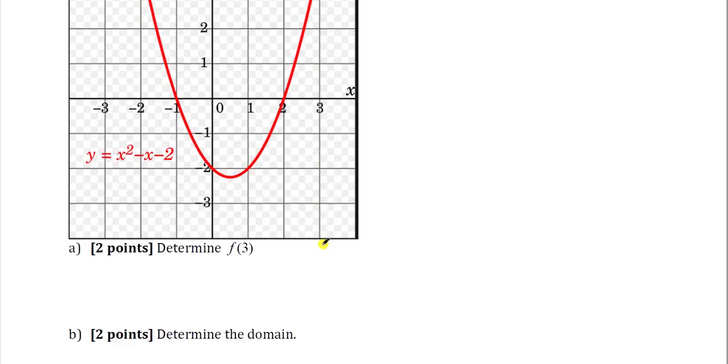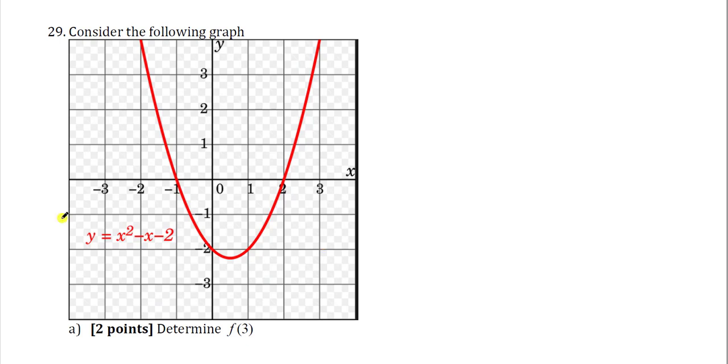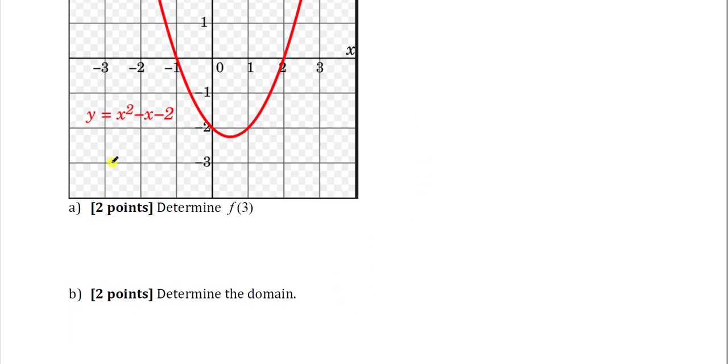Consider the following graph. Determine f of 3. So f of 3, that means I ask you for the y value when x is 3. The y function is right here. So y when x is 3, 3 squared minus 3 minus 2. 3 squared is 9, subtract 3, subtract 2. 9 subtract 3 is 6, 6 subtract 2 is 4.